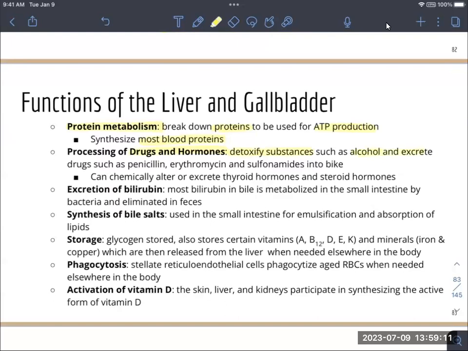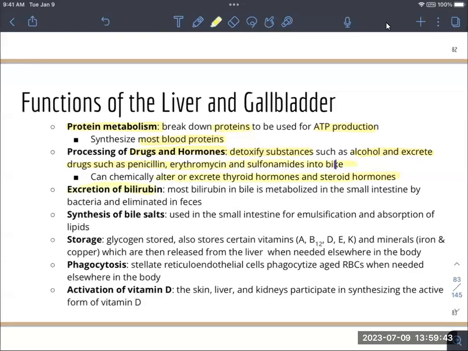So alcohol, penicillin, erythromycin, sulfamides, we can turn those into bile. We can alter thyroid hormones. We can excrete thyroid hormones. We can alter or excrete steroid hormones.